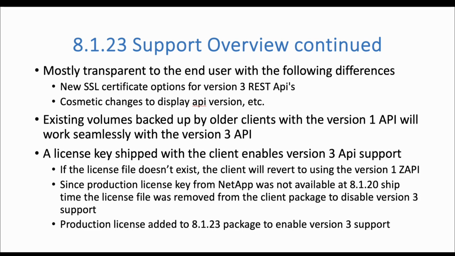So it's mostly transparent to the end user. The backups look almost exactly the same. The two biggest differences from an end user perspective are the new SSL certificate options for the REST APIs, and some cosmetic changes to display the API version and a few other things, which you'll see when I show the demo. And existing volumes that have been backed up by older clients with the version 1 API will work seamlessly with the version 3 API.